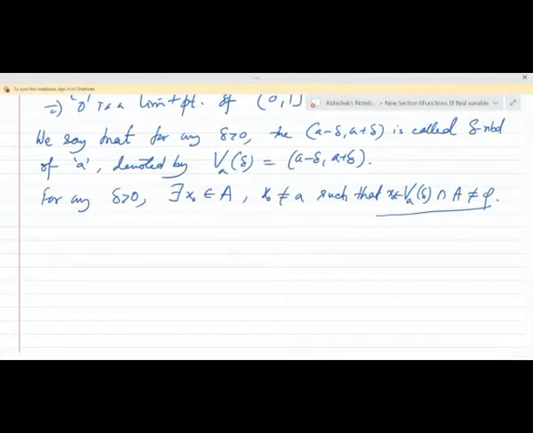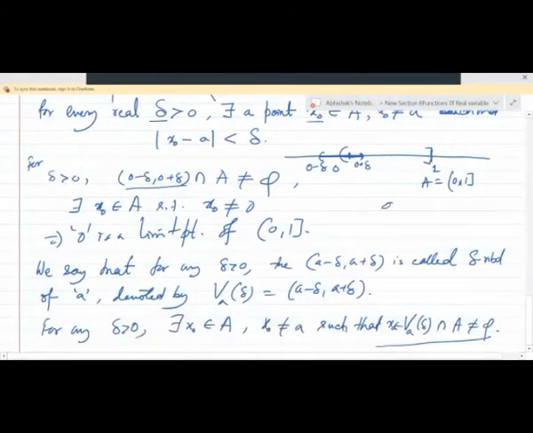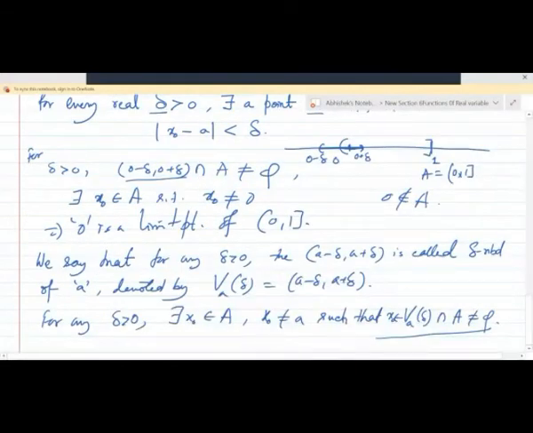Okay, fine. Now it should be noted that the point A, you have already observed that 0 is not in 0, 1. 0 does not belong to A. So that means the point concerned here may or may not be a member of A. If we include this 0 here, then we can consider 0, 1, and in that case also 0 is a limit point. So a limit point may or may not be a member of A.